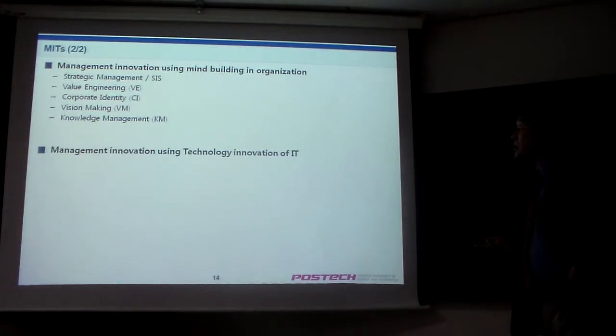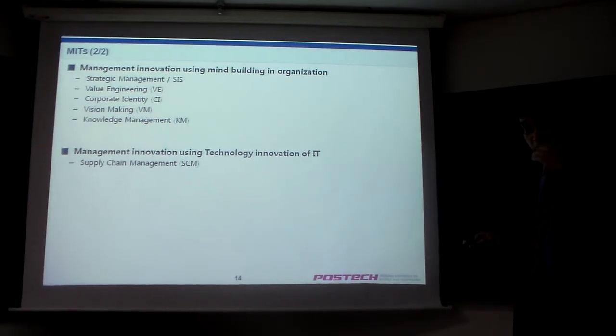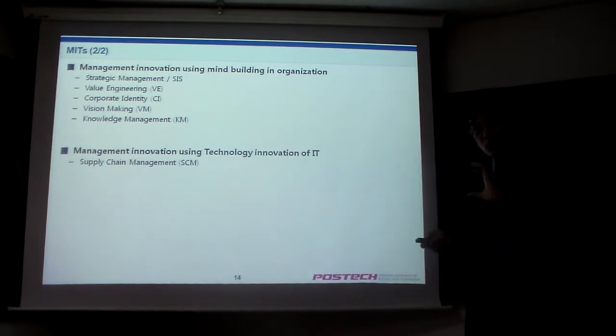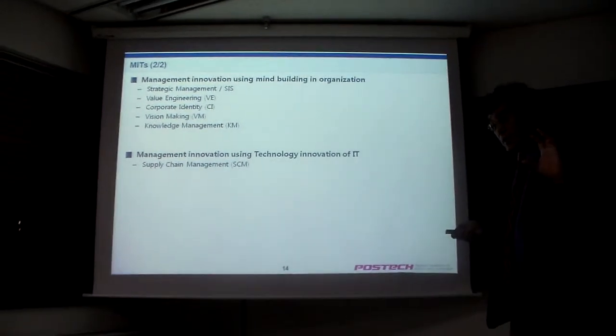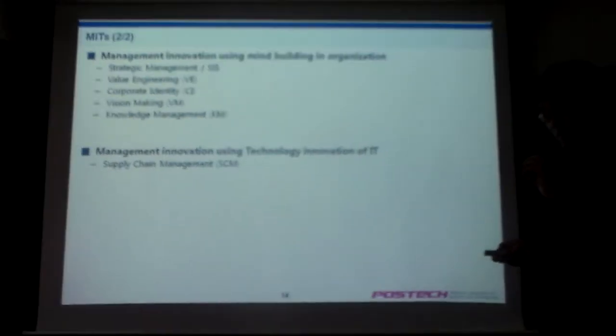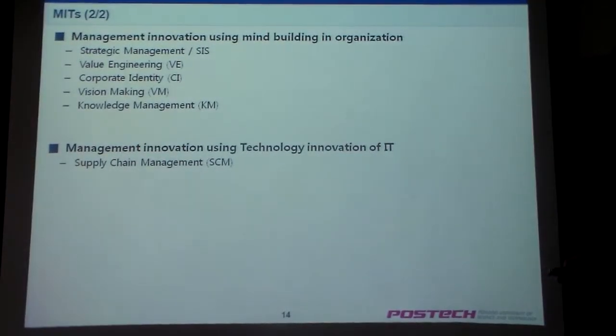So also there are other types, management innovation using technology innovation of IT. For example, supply chain management, SCM. Supply chain management, traditionally there's upstream and downstream. Downstream is from the customer side, upstream is more the supply side, or the other way around. But supply chain is what it covers, the whole system. Right now it is from the supplier to your company and through to the customer.